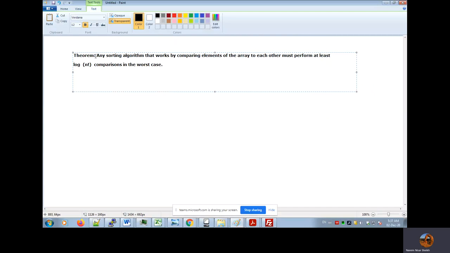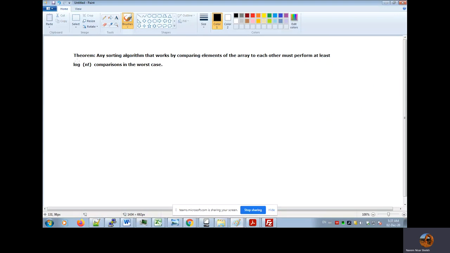Okay, so let's see here. Let's add the ceiling here, and this is log base 2. It's important to understand clearly what this statement means and not to make some mistakes that people may make in understanding this. For example, some people think that the worst case cannot exceed log of n factorial.